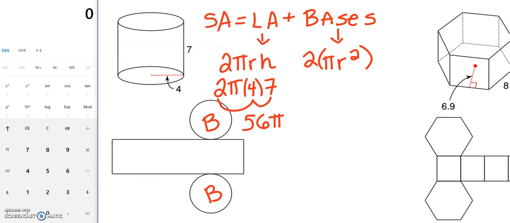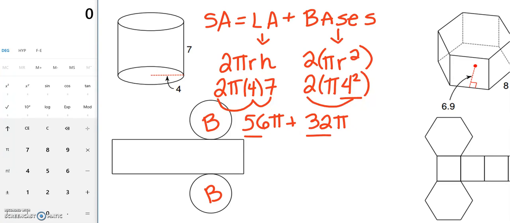So now let me use my base formula. So 2 times pi, still the same radius of 4 squared. So now I'm going to do 2 times 4 squared. Well, 4 squared is 16, so 16 times 2 gives me 32 pi. And then what I do is I add them together so I can get the total surface area, all of the surfaces for this cylinder. So the 56 and the 32, I'm going to do it in my calculator, 56 plus 32, I get 88. So this is 88 pi.